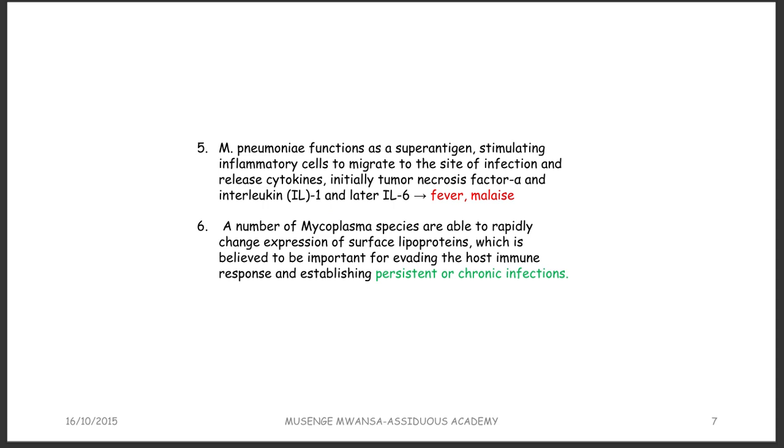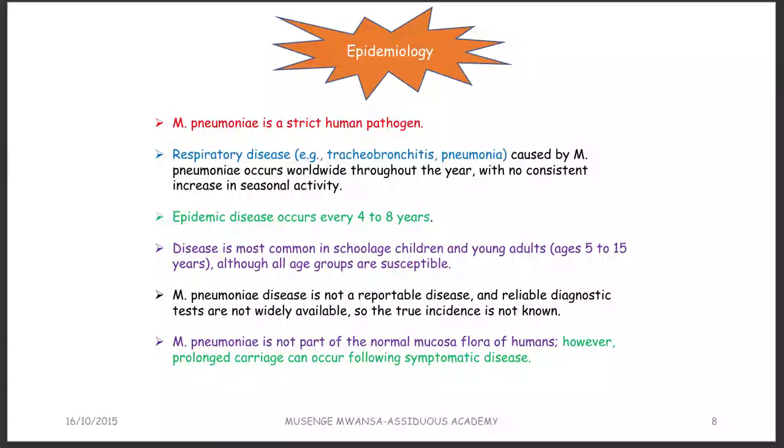Okay, a number of mycoplasma species are able to rapidly change expression of surface lipoproteins, which is believed to be important for evading the host immune response and establishing persistent or chronic infection. Now, when you look at Mycoplasma pneumoniae, it is a strict human pathogen, and it causes respiratory disease like tracheobronchitis, basically the inflammation of the trachea and the bronchioles, and also pneumonia.